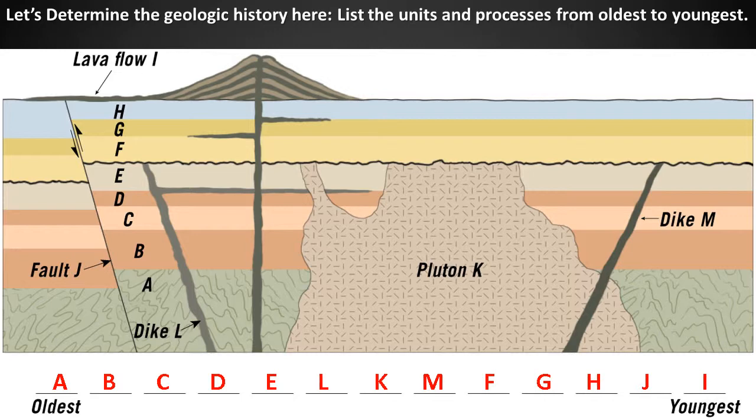J is a fault that cuts older rocks. Cross-cutting relations. And I is a rock that's not cut by the fault. Cross-cutting relations.